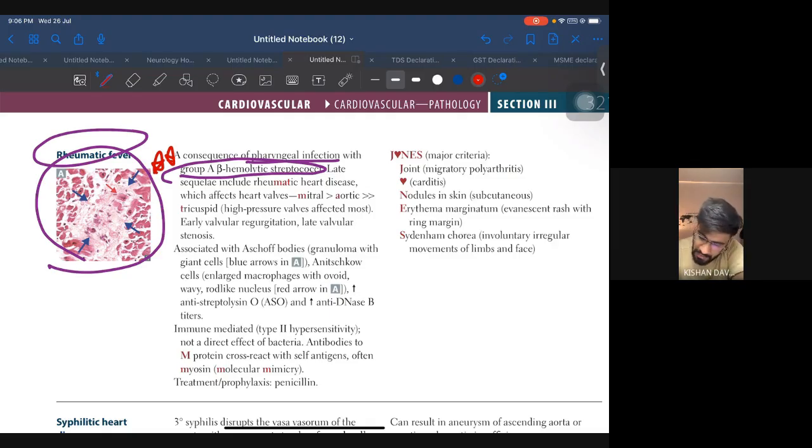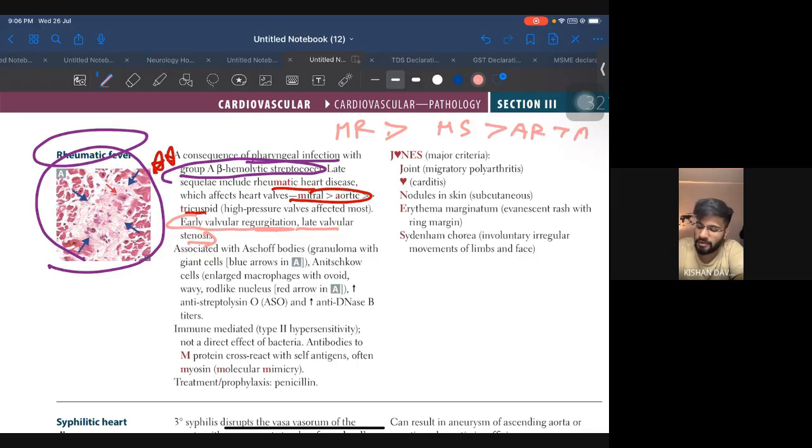Okay. So late sequelae include rheumatic heart disease. It will affect the mitral valve, and then the aortic and tricuspid. Now this another line is very important: early valvular regurgitation, late valvular stenosis. It means first it will be mitral regurgitation, then mitral stenosis. But what you need to remember is, if they are asking about mitral, it is the mitral valve first, mitral stenosis, then aortic regurgitation, then aortic stenosis. All right. So this is the order that you have to follow.